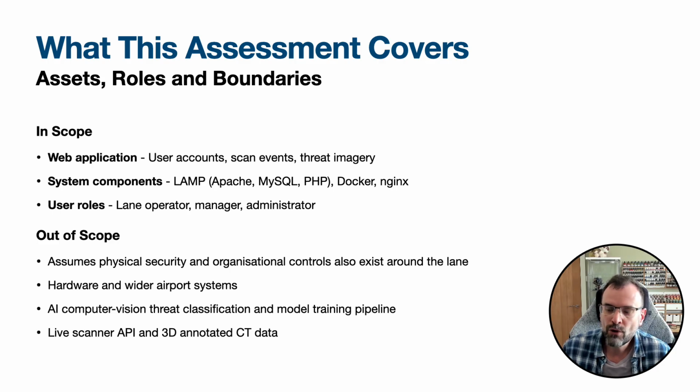The user roles in scope are the lane operators, managers that we haven't looked at, and administrators. The permissions assigned to each role have direct security implications. Out of scope are the physical CT scanner hardware, the wider airport systems, central identity services, and the AI computer vision pipeline that would be needed for automated threat classification.